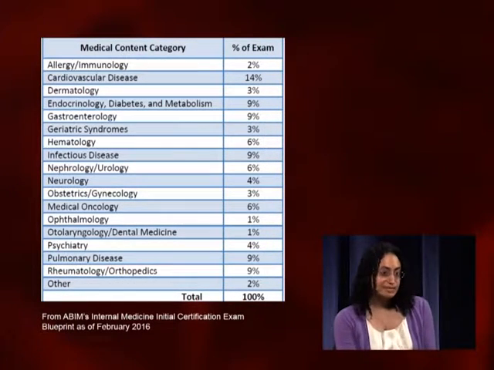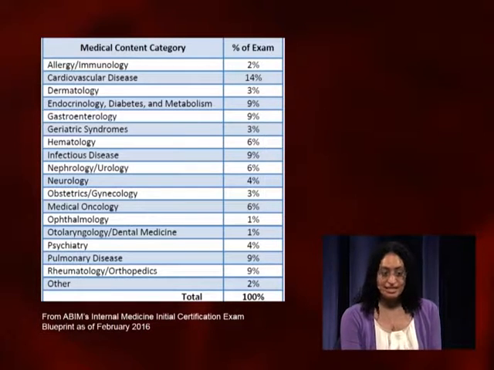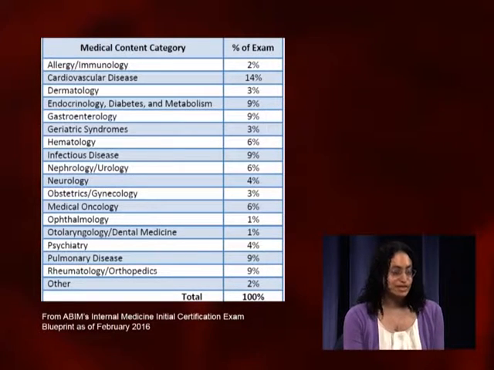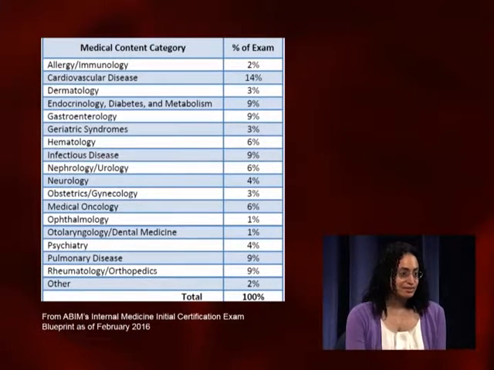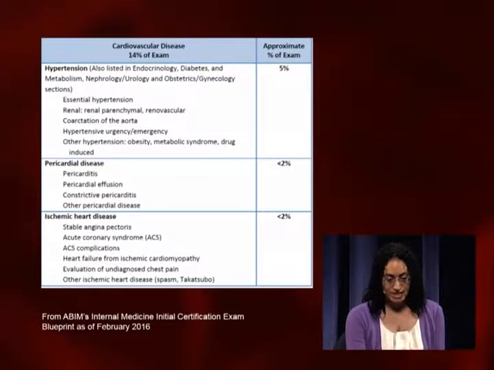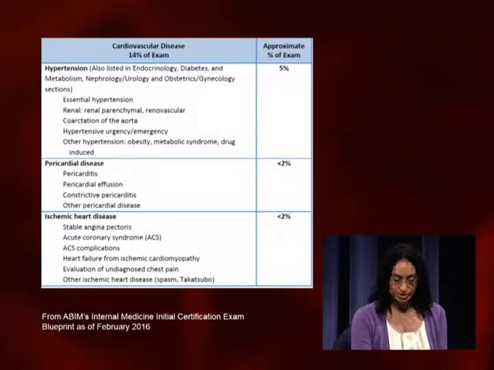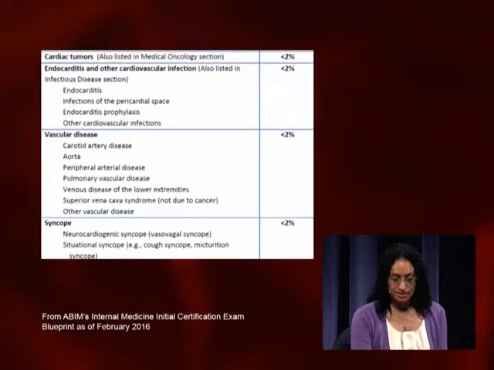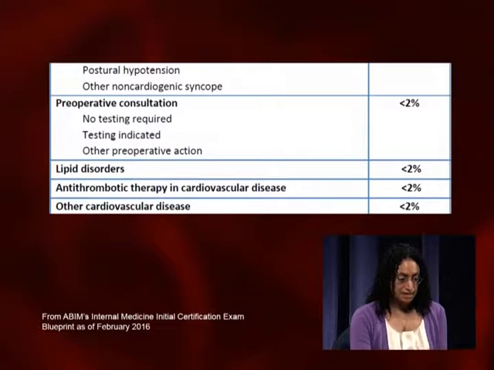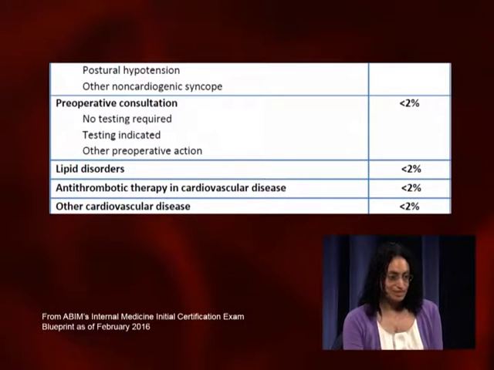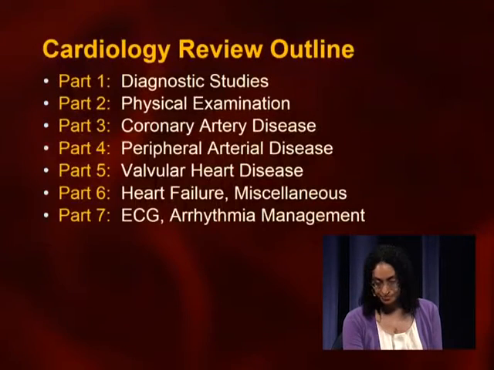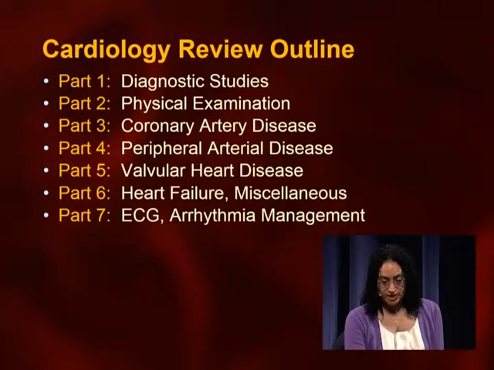And that's appropriate, given that cardiovascular disease is the leading cause of death, not only in the United States, but also worldwide now. So no matter what you go on to do in medicine, you're going to need to know a bit of cardiology. So here's the breakdown of the topics within cardiovascular disease according to the ABIM blueprint. And you have these in your syllabus. What you need to know is that we're going to touch upon all of these topics over the next 2 days. So here's our review outline.